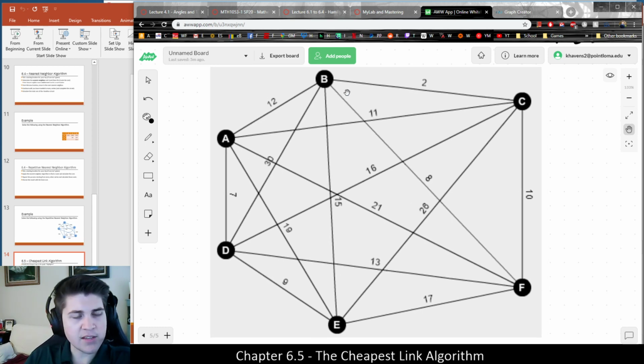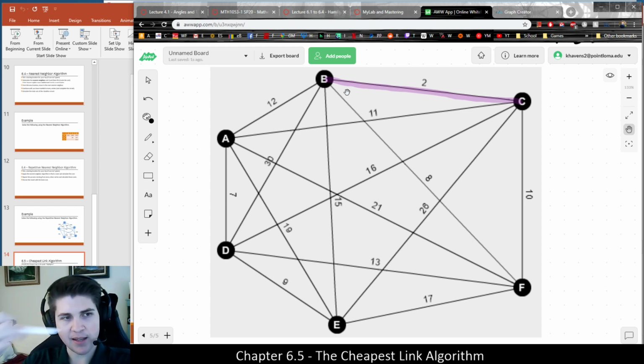Okay, so step one is to highlight, and also notice it does not matter where I'm starting, because the starting location does not matter. With the nearest neighbor algorithm, the starting location was very important because it was unique to the answer. But with the cheapest link algorithm, it's always going to be the same answer. There is no start, so that's one of the obvious main differences. So the first step is to highlight the cheapest link on the entire graph, which is 2. So that's number 1.